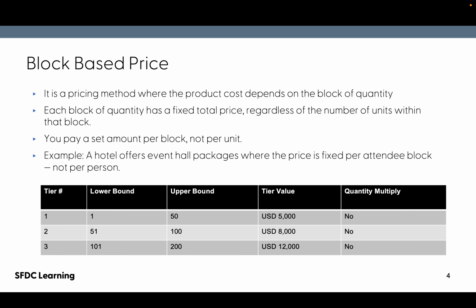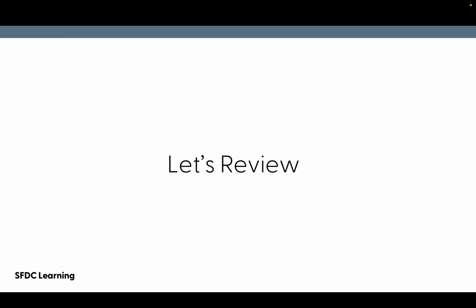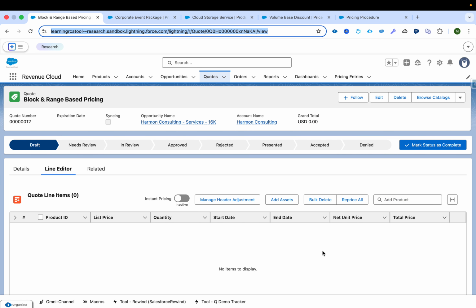And here is the table. So if the guest count is between 1 to 50, the charge will be $5,000 flat. If it is between 51 to 100, the charge will be $8,000 flat. And if it is 101 to 200, the charge will be USD 12,000 flat, and no quantity multiplication. So now let's review how we can set this up.